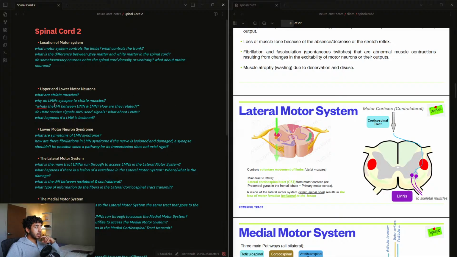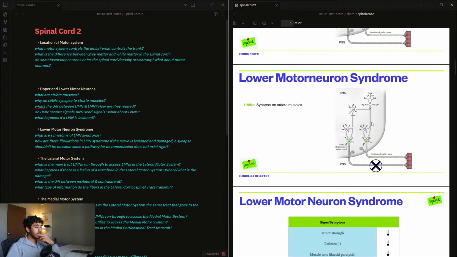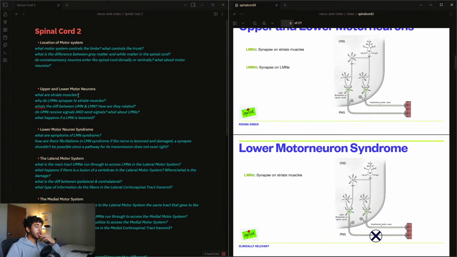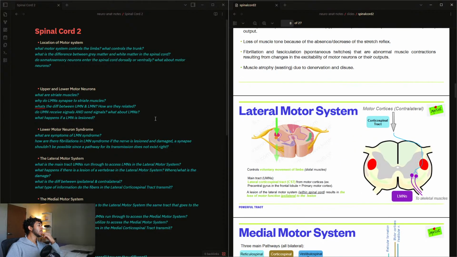What is the difference between upper motor neurons and lower motor neurons? Upper motor neurons access the dorsal horns first to then communicate with the lower motor neurons. How are they related? Upper motor neurons synapse on lower motor neurons, which synapse on the muscles. Do upper motor neurons receive signals and send signals? No, they do not receive signals. They send signals. What about lower motor neurons? Lower motor neurons, I believe, only send signals as well.